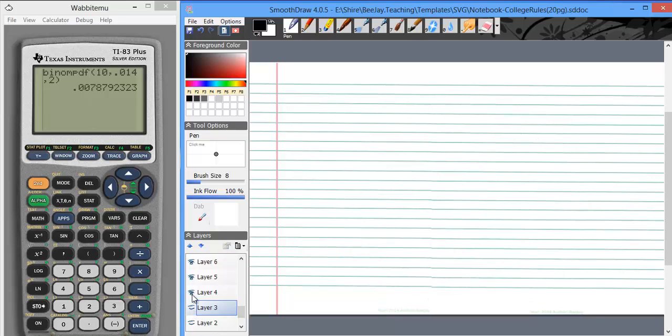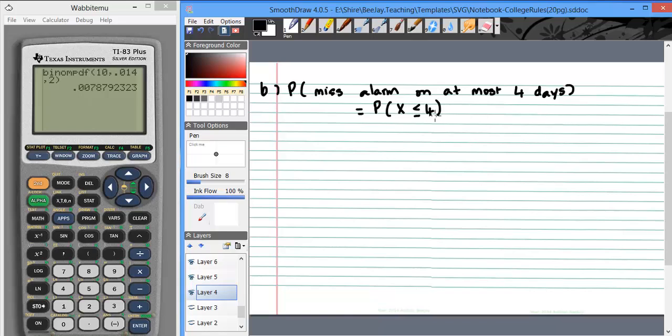How do we do the other problems? So in part B, we had the probability that you miss the alarm on at most, I believe it was 4 days, and if I want to transform this to a literal expression, I could write it as probability x is less than or equal to 4. At most would mean less than or equal to.